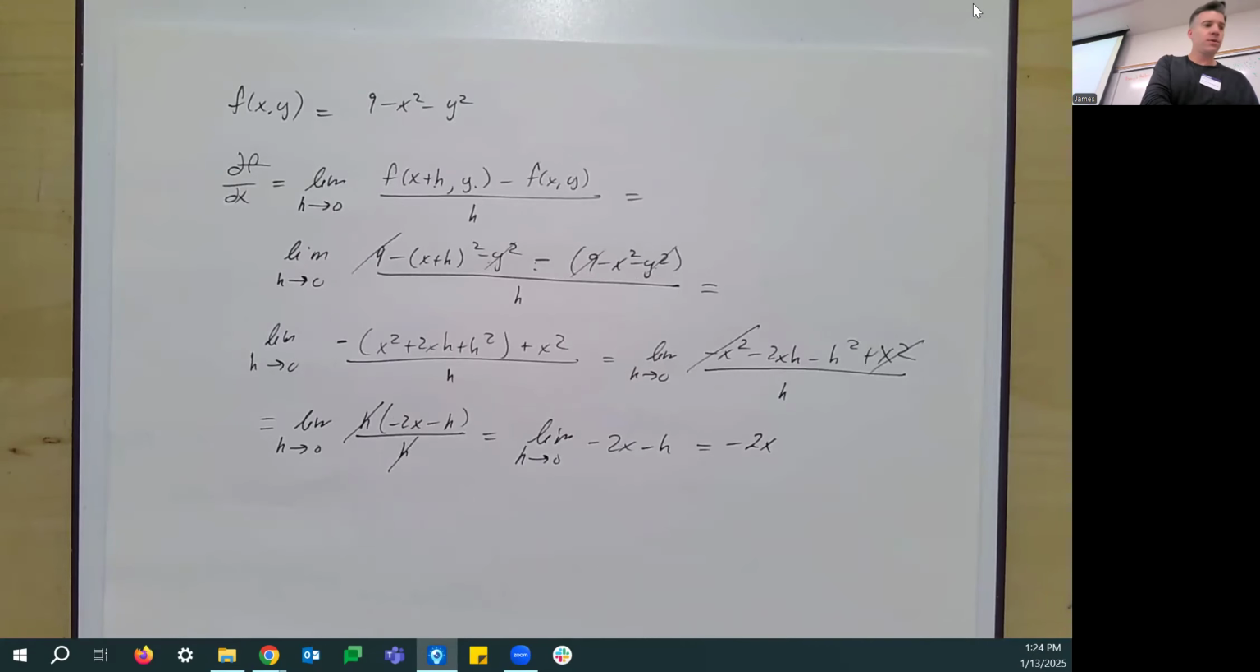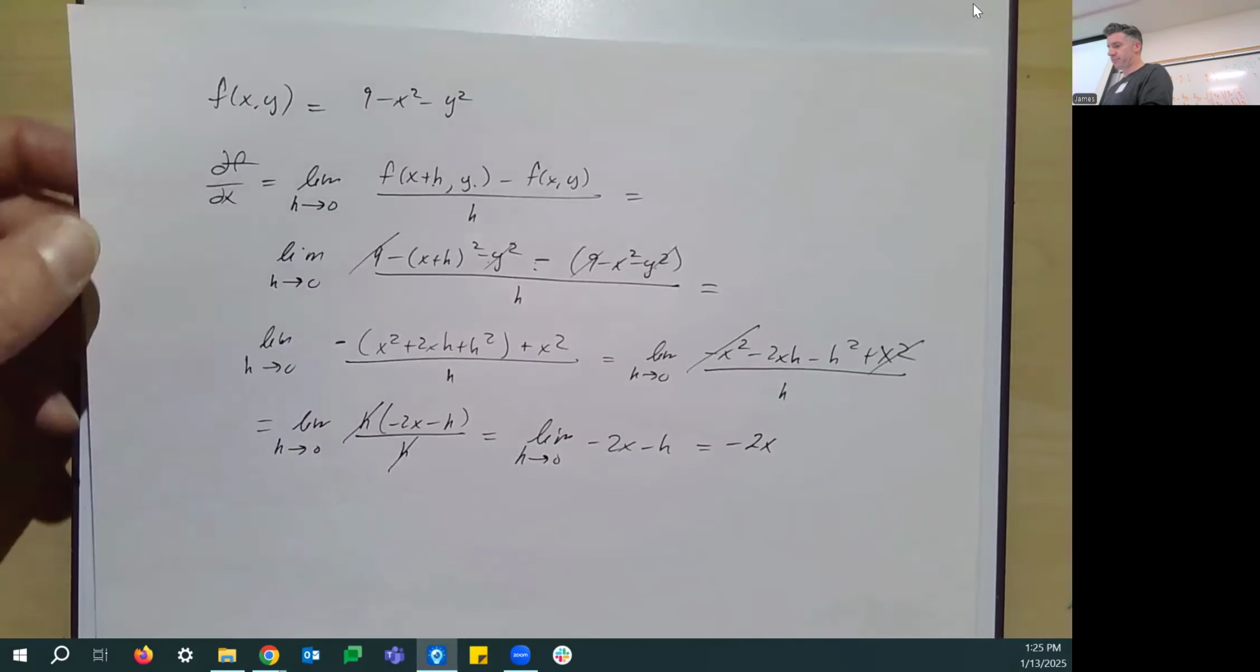So the name of the game here is to pretend, or essentially assume, that the thing that isn't the variable of interest is a constant, and then differentiate away like you normally would. So let's look at some examples.